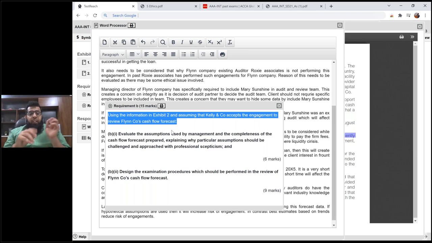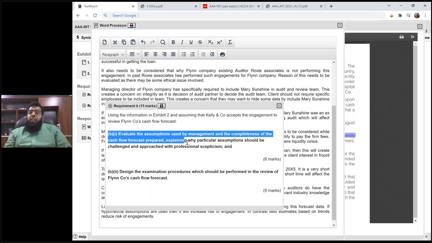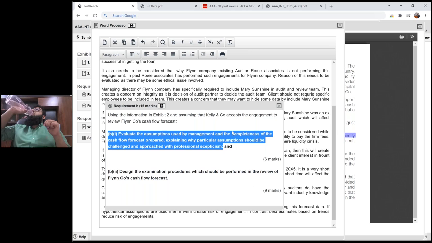Okay. Using the information in Exhibit 2 and assuming that Kelly Company accepts the engagement to review the forecast, Part B1 for 6 marks. Evaluate the assumptions used by the management and the completeness of the cash flow forecast. Explain why particular assumptions should be challenged and approach with professional skepticism. So now we need to look at the exhibit number 2. You have to evaluate the assumptions and you have to comment on the completeness of the forecast. There are 6 marks. So let's look at it.